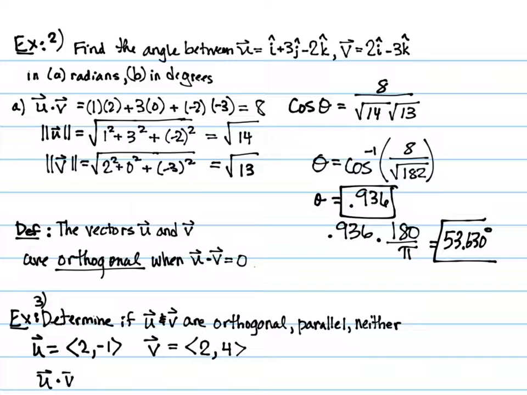So let's do u dot v. So I have 2 times 2 plus negative 1 times 4. And what do you see happening? 0. So these vectors are orthogonal.